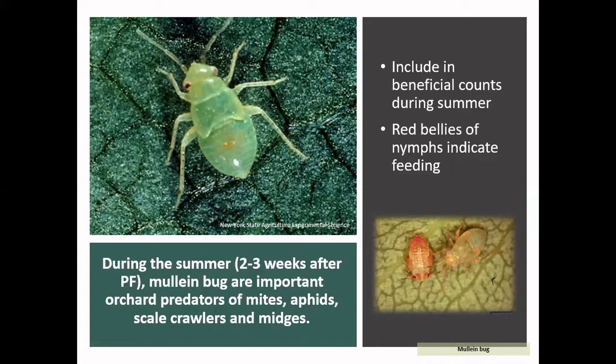One way that you can determine when they've transitioned over to feeding on these other insect pests is the presence of a red belly. So looking closely at these nymphs, and there's an example in this picture here, you can see their abdomen start to turn a red color as they start to feed on insect pests such as European red mite.